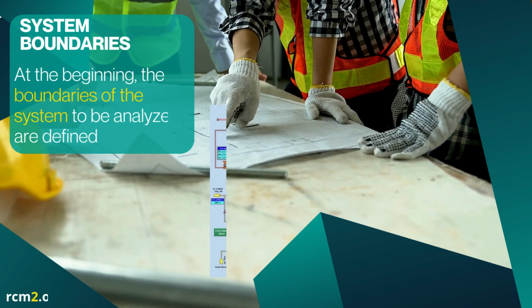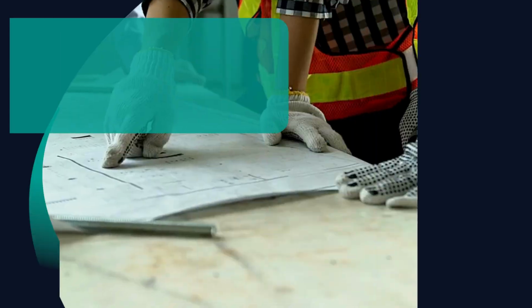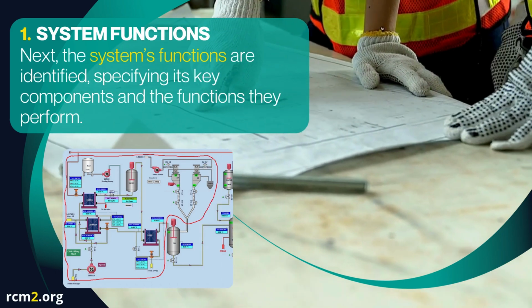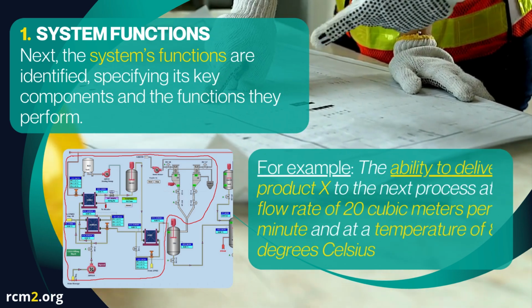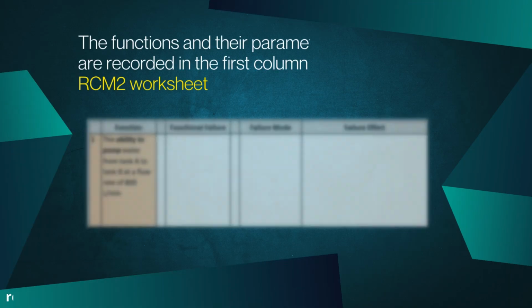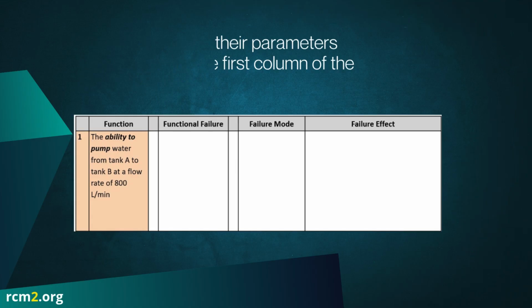At the beginning, the boundaries of the system to be analyzed are defined. Next, the system's functions are identified, specifying its key components and the functions they perform. The functions and their parameters are recorded in the first column of the RCM2 worksheet.